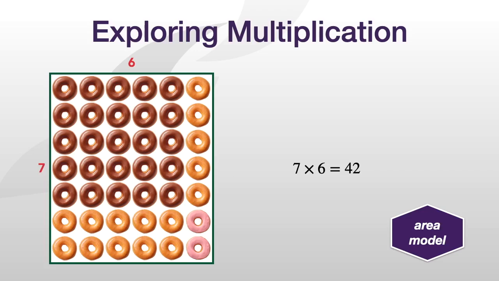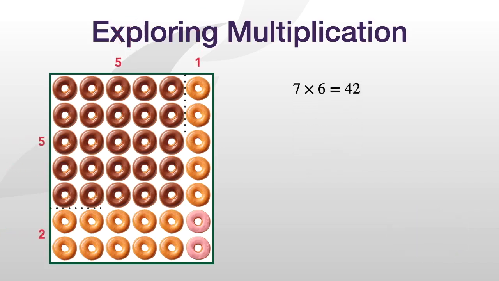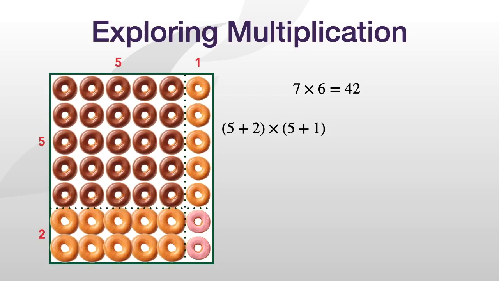There are many ways that you might have counted these donuts. You might have noticed the different variety of donuts and taken this into account. 7 and 6 can be partitioned into 5 and 2 and 5 and 1, respectively. 7 times 6 is equivalent to 5 plus 2 times 5 plus 1. We can see 5 rows of 5 chocolate donuts, 5 rows of 1 glazed donut, 2 rows of 5 glazed donuts, and 2 rows of 1 strawberry donut.